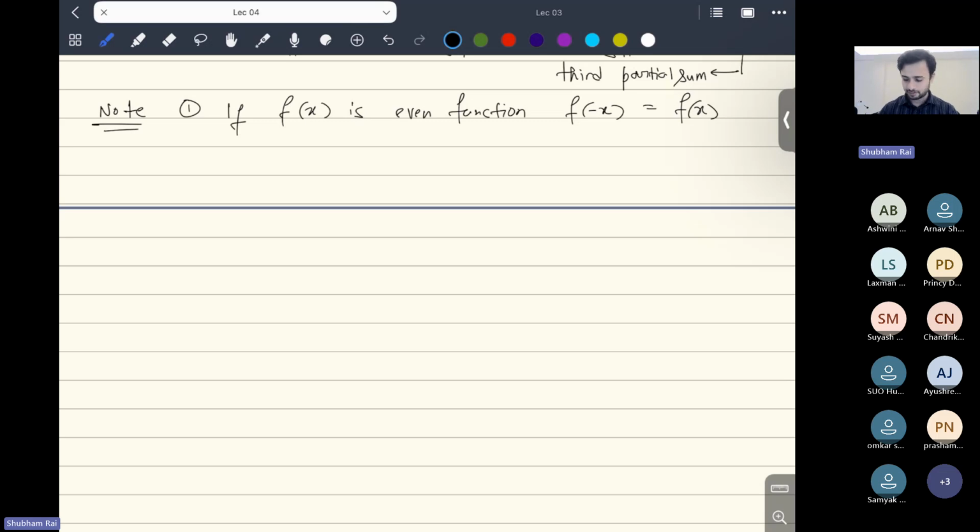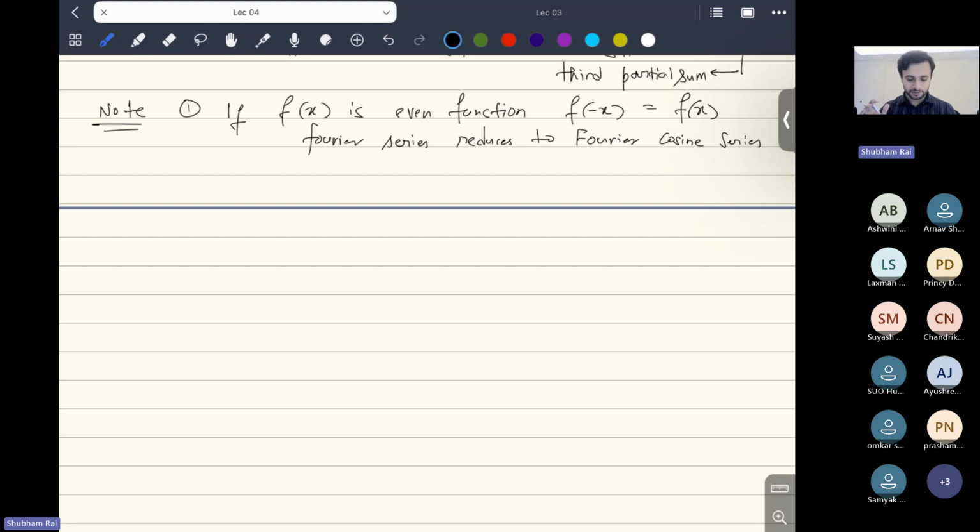So if f of x is an even function, then the Fourier series reduces to the Fourier cosine series. Why cosine? Why not sine? Because cosine of minus x is cosine x only, and sine of minus x is minus sine x. So in that way, the sine will go to zero, and only the even function will exist. The even function is the cosine function.